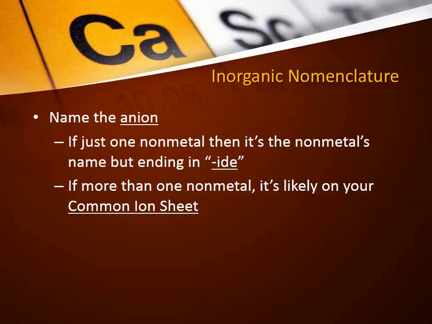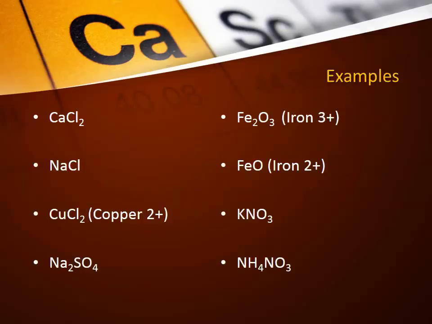If this is just one nonmetal, then the name is going to be the nonmetal's name, but ending in "ide." For example, chlorine is now chloride. If it's more than one nonmetal, then that's probably going to be on your common ion sheet, and you use whatever name is given you. Let's practice.